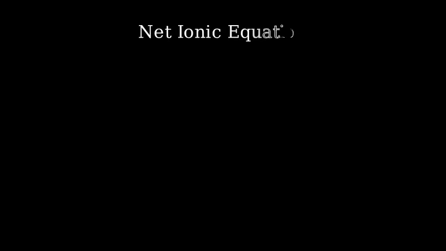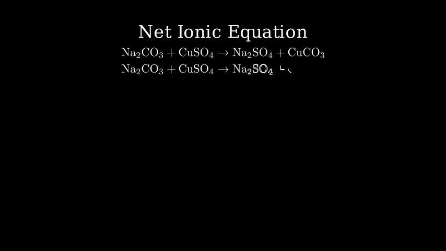Welcome to Math GPT. Today we'll learn how to write the net ionic equation for the reaction between sodium carbonate and copper sulfate. Let's start with our balanced molecular equation. The reaction between sodium carbonate and copper sulfate produces sodium sulfate and copper carbonate. This equation is already balanced with one of each reactant and product.